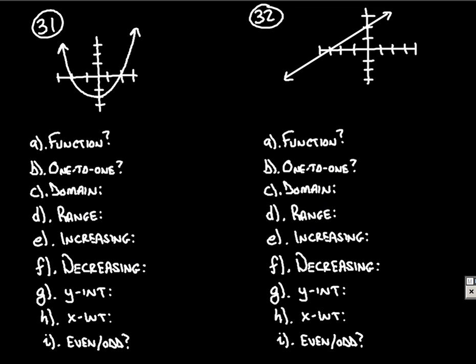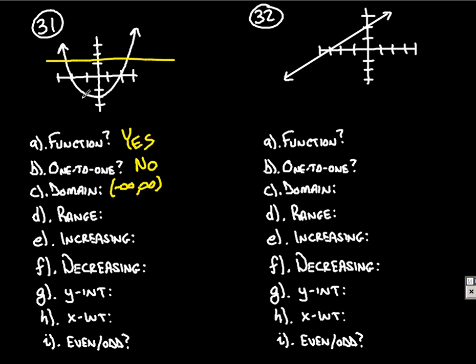Alright, and the last one. All we're doing is saying, do we have functions, are they one-to-one, all that. Function, vertical line test, yes, it is a function. One-to-one, horizontal line test, nope, not going to work. It hits it twice, so no, it is not one-to-one. Domain here, the domain is going to be all real numbers. The arrows kind of help you to point that out.